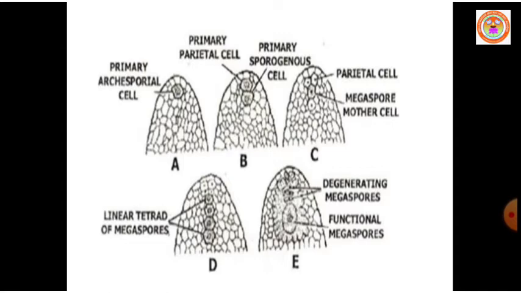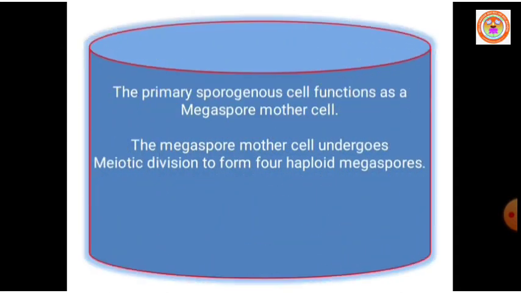Then the megaspore mother cell gives megaspores as a tetrad, and finally a functional megaspore is formed. So we are continuing with this. The primary sporogenous cell functions as the megaspore mother cell. Normally the megaspore mother cell undergoes meiotic division, that is called reduction division, to form 4 haploid megaspores.